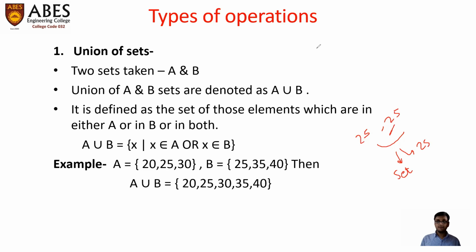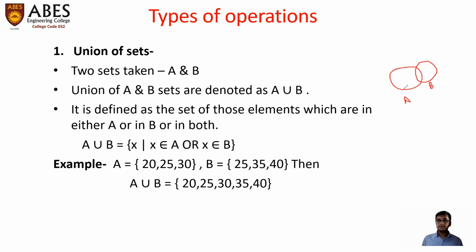If we want to see this union operation in the form of a Venn diagram, we can represent it with a pictorial representation of the union operation. Here I am taking two sets, set A and set B. This is the area of set A and this is the area of set B. This part is the common area.